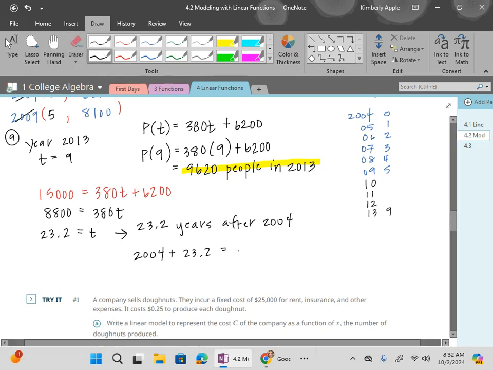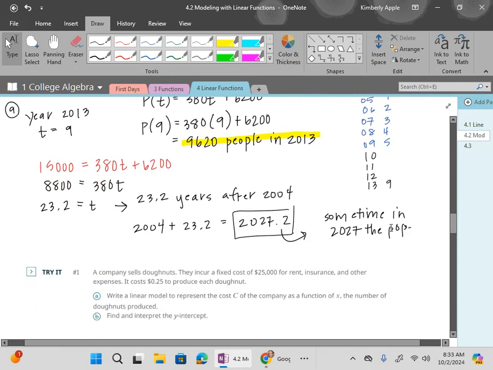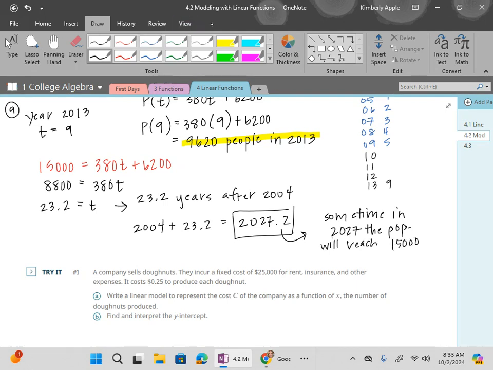Actually, that'll be 2027.2. So this is the actual year. So sometime in 2027, the population... what was the question? I don't even remember. Identify the year in which the population will reach. So sometime in 2027, the population will reach 15,000. And that's that.